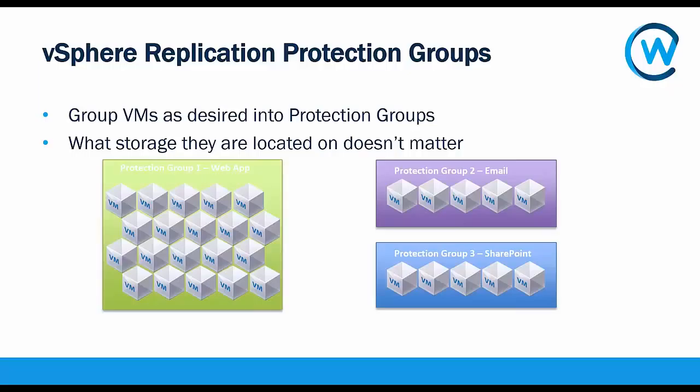So this illustration just shows a graphical representation of protection group 1, which contains all of our web app servers. Protection group 2 contains our email servers, and group 3 contains SharePoint. What storage they are on doesn't really matter. It's just a logical grouping of VMs if we're using vSphere Replication. If we're using storage replication, it does matter what storage LUNs they're located on.